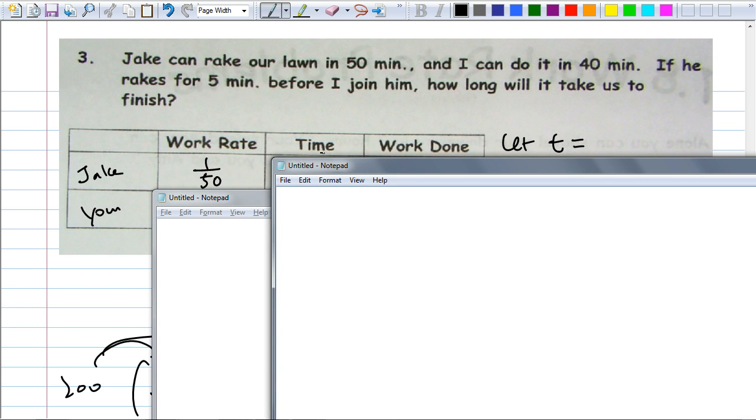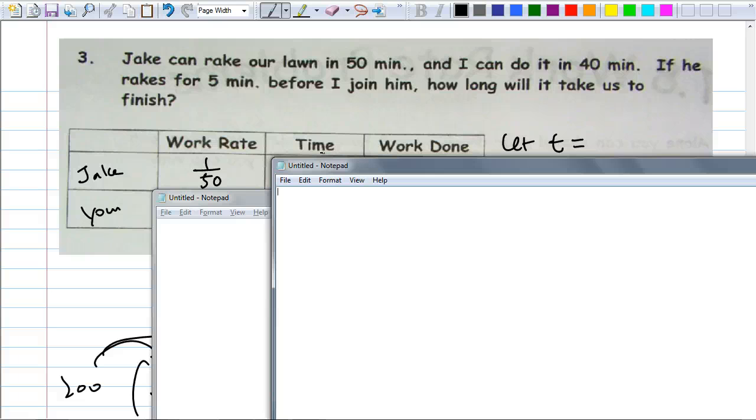Right, guys? Remember we talked about this. If you don't believe me, remember rate times time equals work done. Divide both sides by T, and you get R equals W over T. What's W here? 1, because you do the whole 100% of the job. You finish it. 1 over how long it takes him to finish the whole job, 50 minutes. Is that okay?